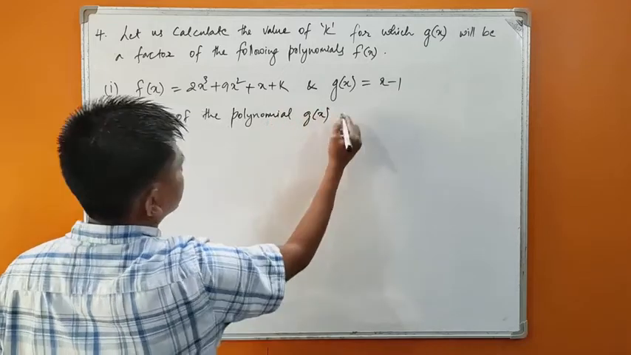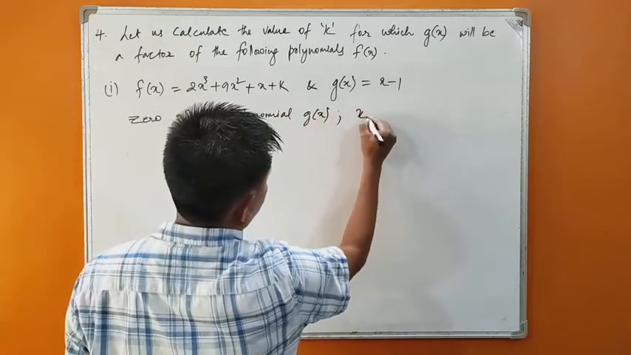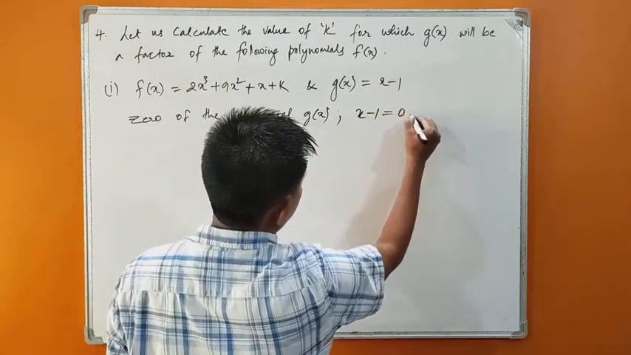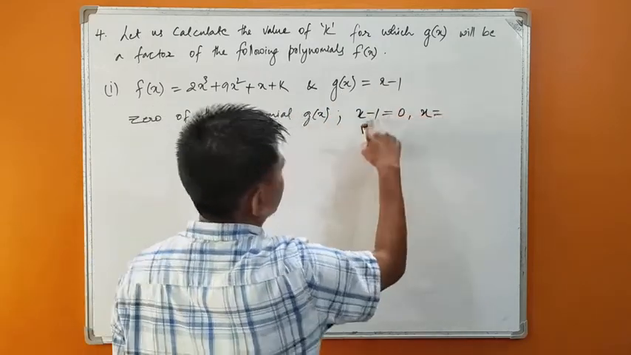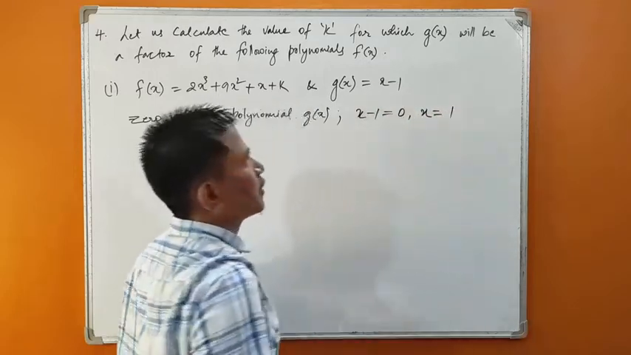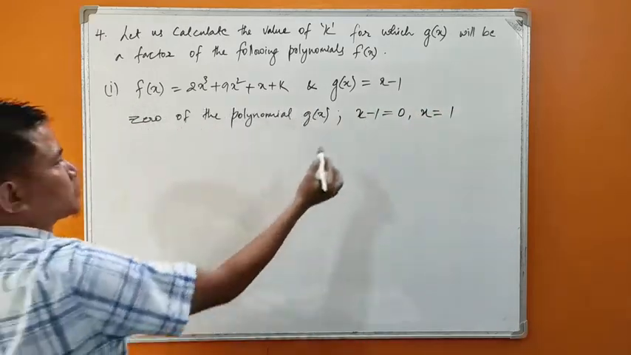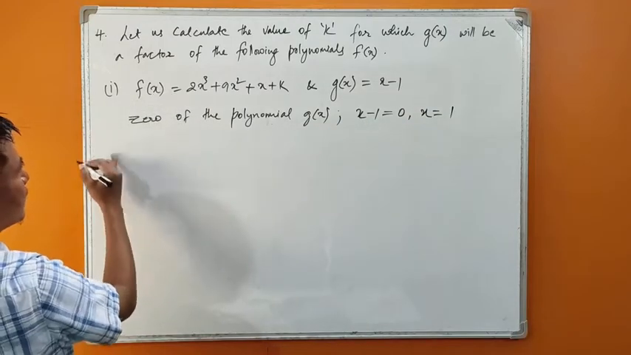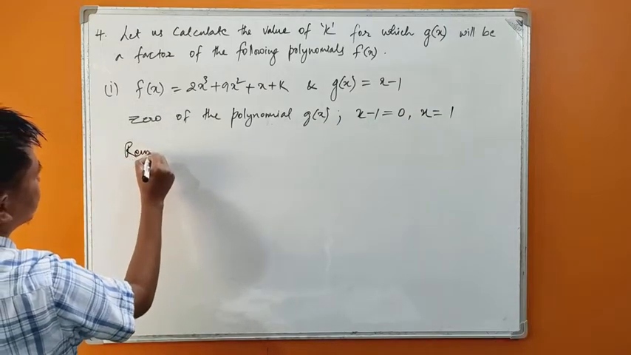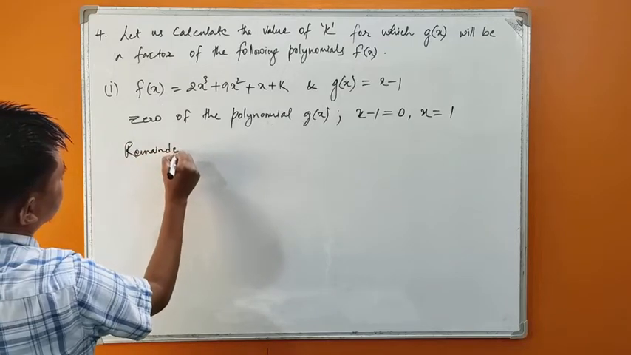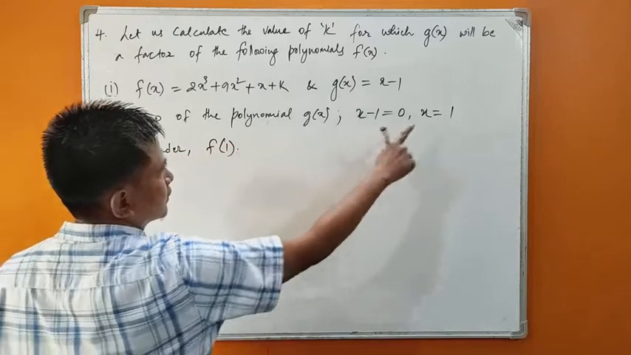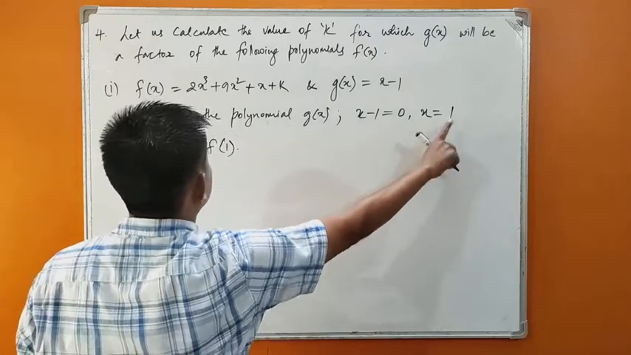gx. 0 of the polynomial gx means x minus 1. Gx is x minus 1, isn't it? X minus 1 should be equals to 0, or x equals to minus 1 when we take to the right hand side becomes plus 1, isn't it? So x minus 1 equals to 0 means x equal to 1. So remainder will be f1, isn't it? Remainder will be f1, x is 1.